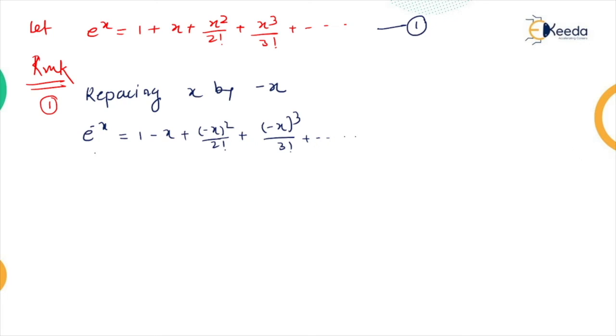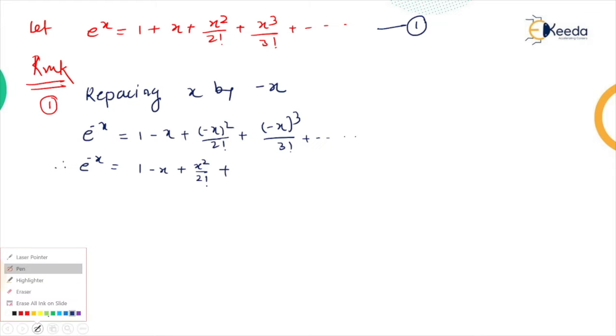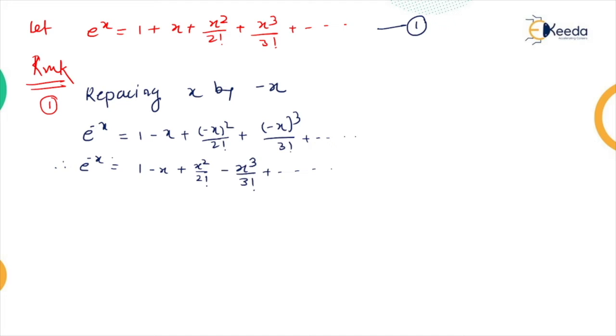There are infinitely many terms. So therefore e to the power minus x is equal to 1 minus x plus x square divided by 2 factorial, since minus x square is positive, minus x cube divided by 3 factorial, plus, and so on. So observe here, in e to the power x all terms are positive, and in e to the power minus x the terms alternate, plus and minus signs. Now, what is the second remark?